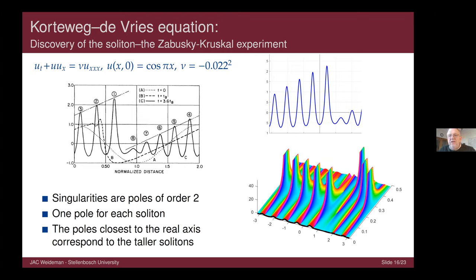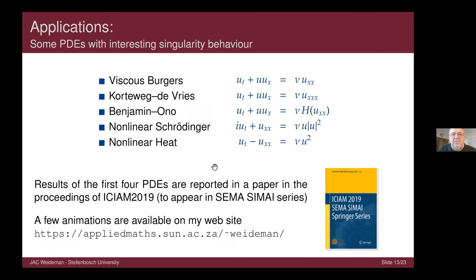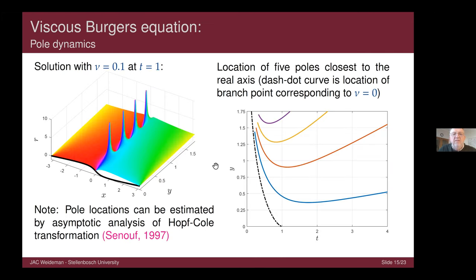How about KdV? We saw KdV first thing this morning. It's of course the famous equation that gave rise to the concept of solitons, going back to the original Zabusky-Kruskal experiment. When you add dispersion to the right-hand side as opposed to diffusion, you still have poles coming in along the imaginary axis, but the dispersion makes them drift off into the complex plane, and eventually they line up parallel to the real axis, as seen in this picture here.